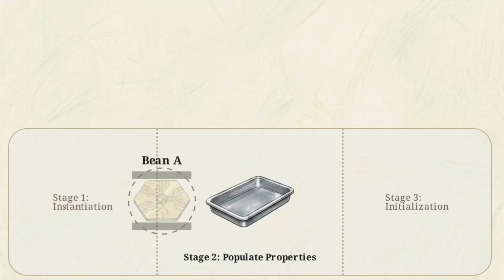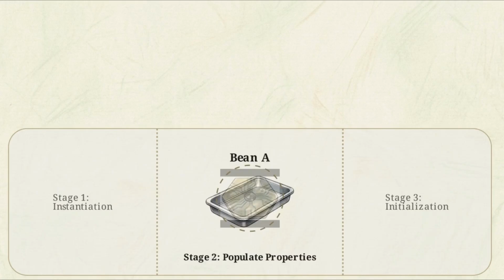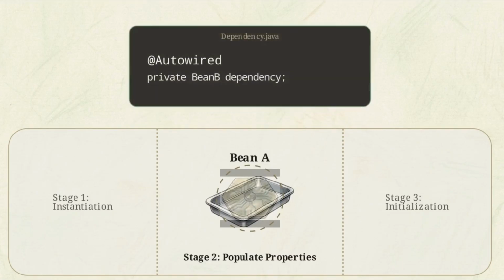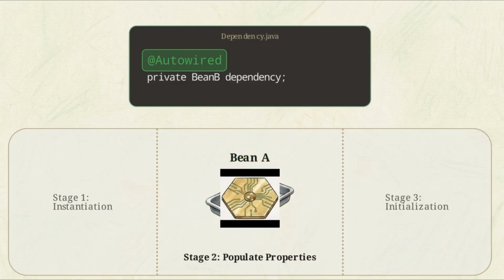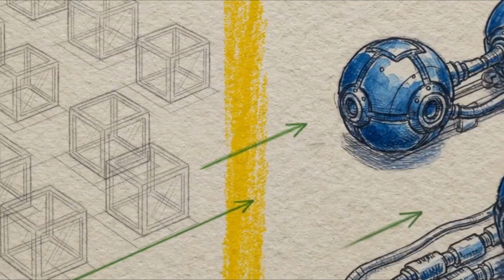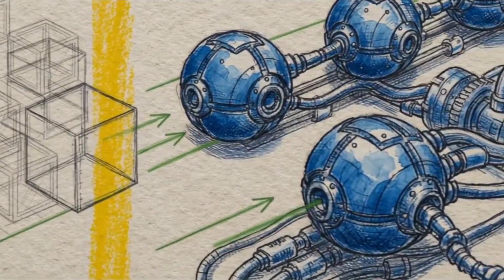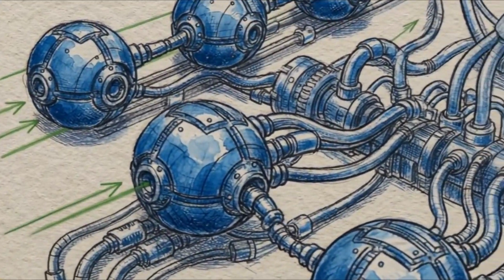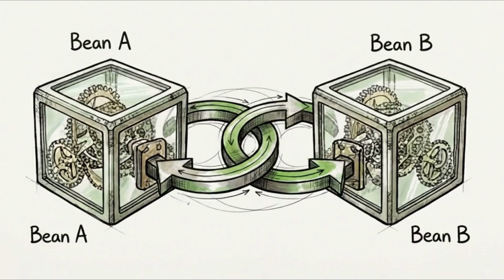Returning to the diagram, our naked Bean A advances to phase 2. Spring looks for the auto-wired annotation, signaling it to resolve dependencies. Behind the scenes, it locates Bean B's memory space and injects it directly into Bean A. Why architect the framework this exact way? Why force the strict separation of memory allocation and dependency injection? The answer lies in handling circular dependencies.